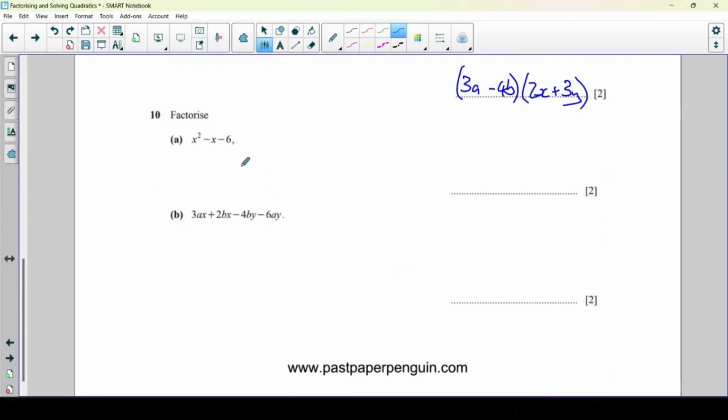Okay, this is much more straightforward quadratic. There's no coefficient of x squared. So I can already do my 2 brackets with x there, and I'm looking for 2 numbers that multiply to give minus 6 and add to give minus 1. So it's numbers with a difference of 1. So the factors of 6 are 1 and 6, 2 and 3. They have a difference of 1. I want minus 1, so I want it to be plus 2 and minus 3. So x plus 2, x minus 3.